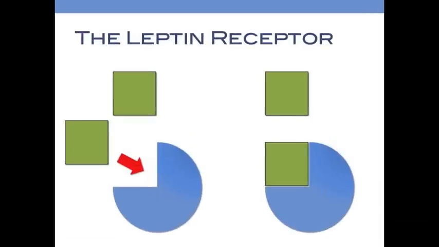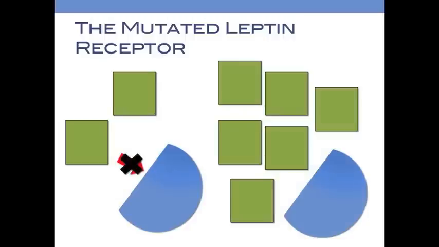Similarly, when the DB gene, which codes for the leptin receptor, is mutated, the leptin receptor cannot bind leptin properly, and a buildup of leptin occurs, which means, again, our brain cannot give us the hint that we're full. When this occurs, again, we see excessive overeating and excessive weight gain.